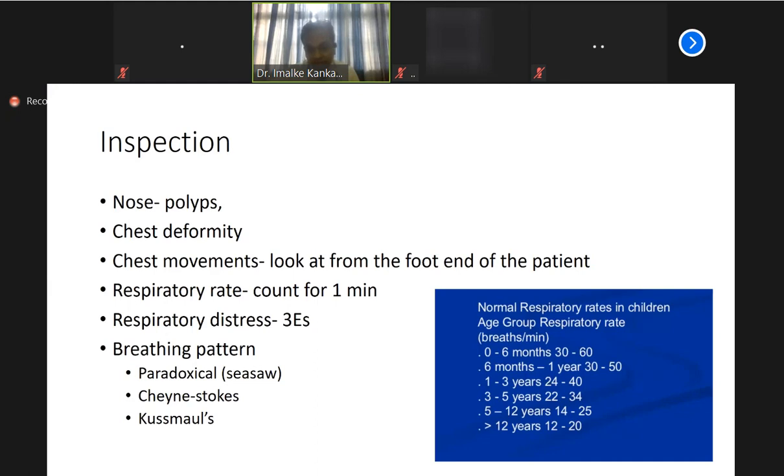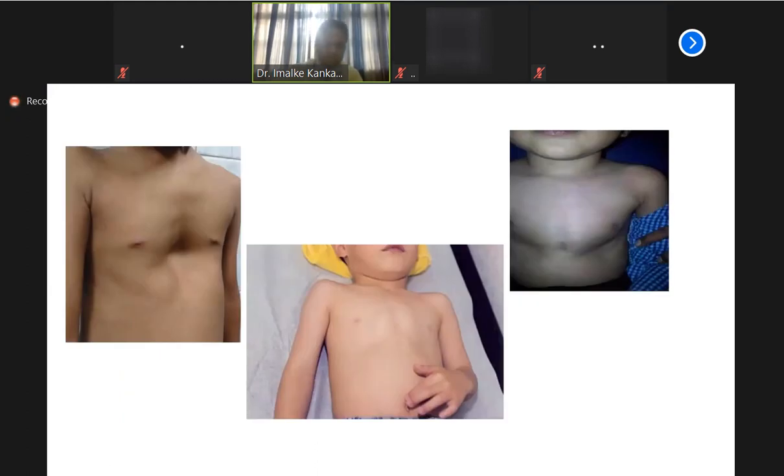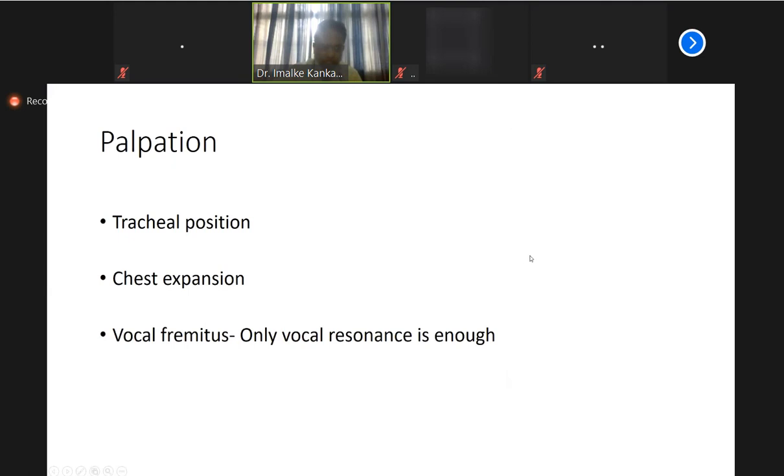Be aware of normal respiratory rates in children. You are highly likely to tell adult respiratory rate values when you come to pediatric cases also. So these abnormal breathing patterns will not come into an exam, right? But better to know. So these are the chest deformities. This is pectus carinatum. This is pectus excavatum. This is Harrison sulcus with pectus carinatum. So these are the chest deformities.